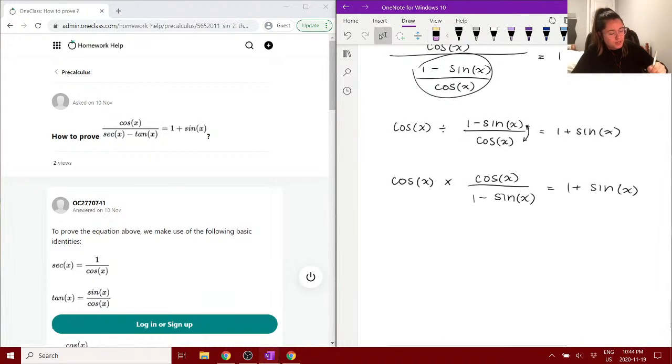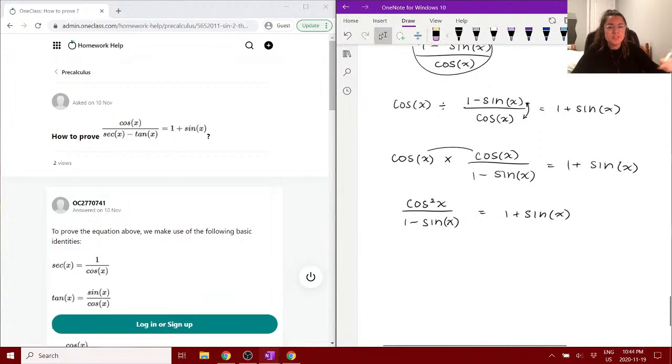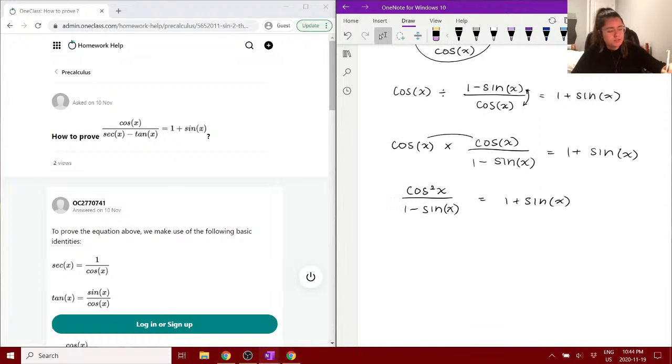All right. Now with this, you can see we have cos of x times cos of x, which is equivalent to cos squared x. And the numerator, 1 minus sine of x, is equal to 1 plus sine of x. Okay, so now we're going to use a new identity because now we have a cos squared x. So let's write down this identity.